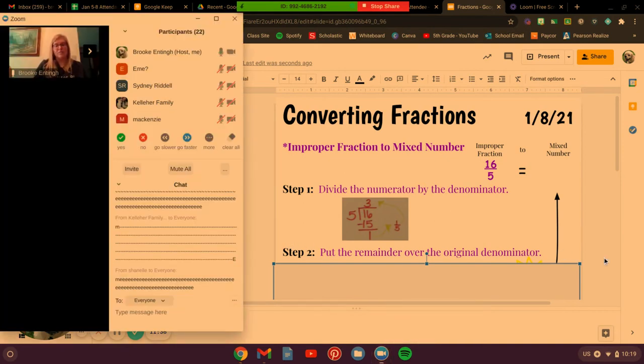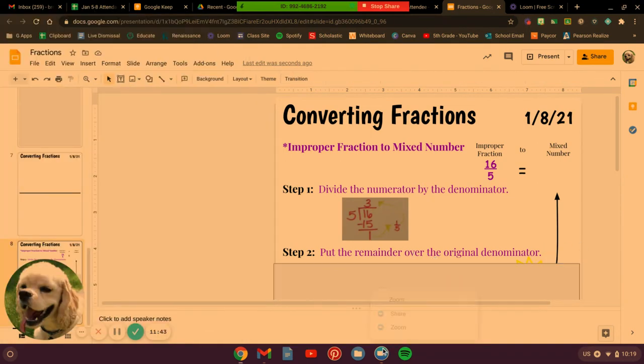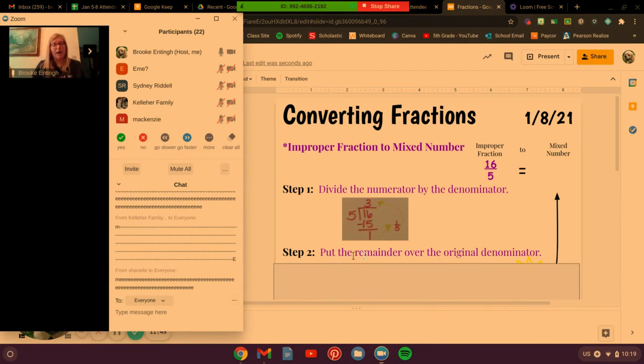so then let's write down step 2. We put the remainder over the original denominator. So you might be like, well, Miss E, what on earth do you mean by that? Well, our remainder is 1. And our original denominator, we need to look back up at our original fraction, 16 over 5. The original denominator is 5. So we take the remainder, the amount left over, which is 1, and we put it over 5. And that's why we have this 1/5 here in this example.